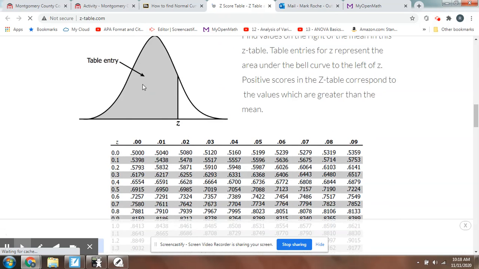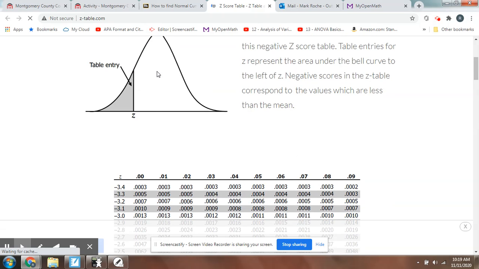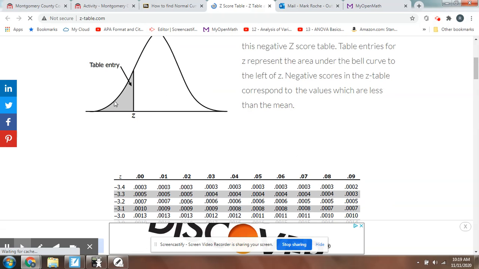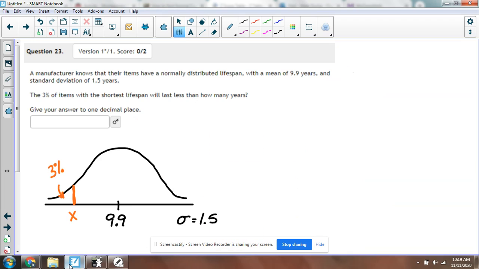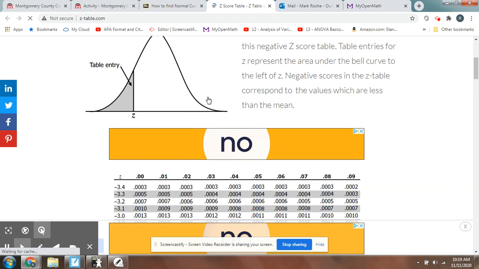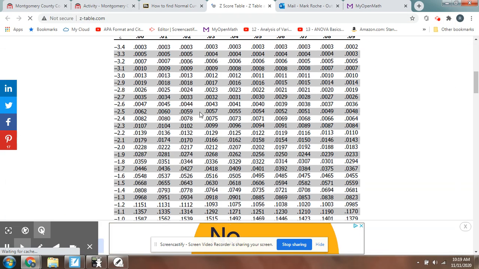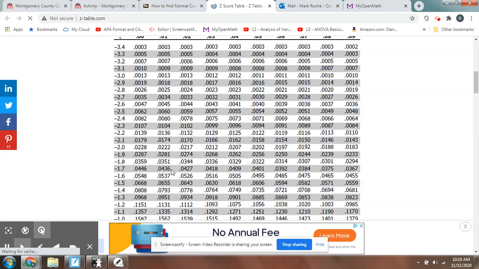This second table is for z values that are larger than the mean. Notice that more than half of this is filled in. The first page is for values less than the mean. Notice less than half of the curve is filled in. So we're going to use the top part because less than half of the curve is filled in here. I'm going to look in this chart and try to find 3%, or as close to 3% as I can find. So we're looking for the value that's as close to 0.03 as possible.